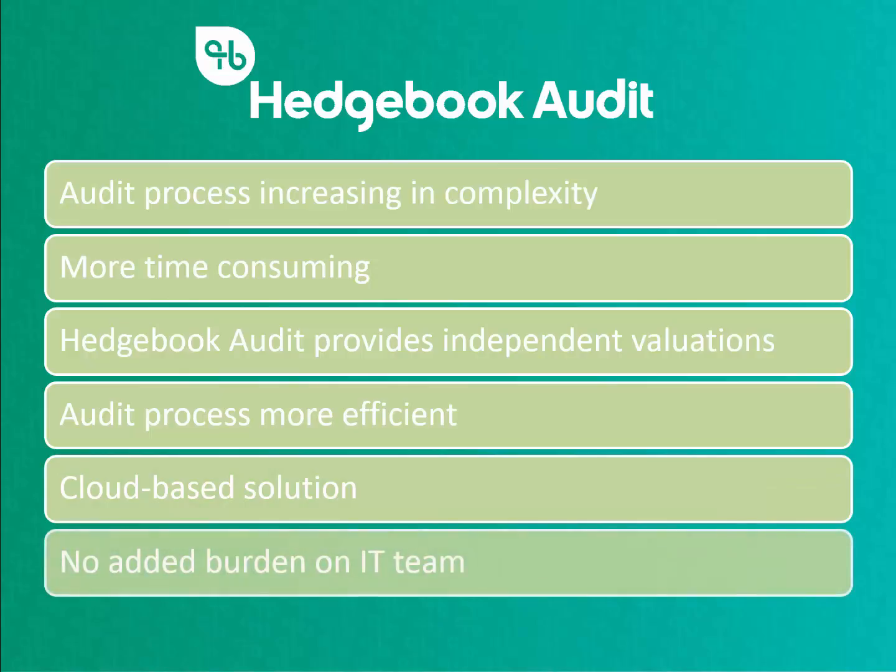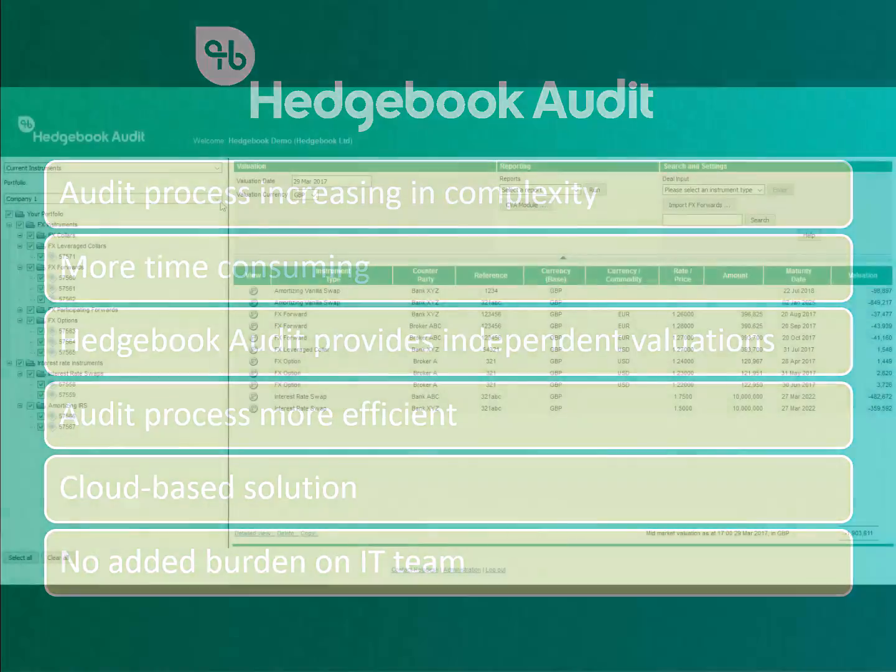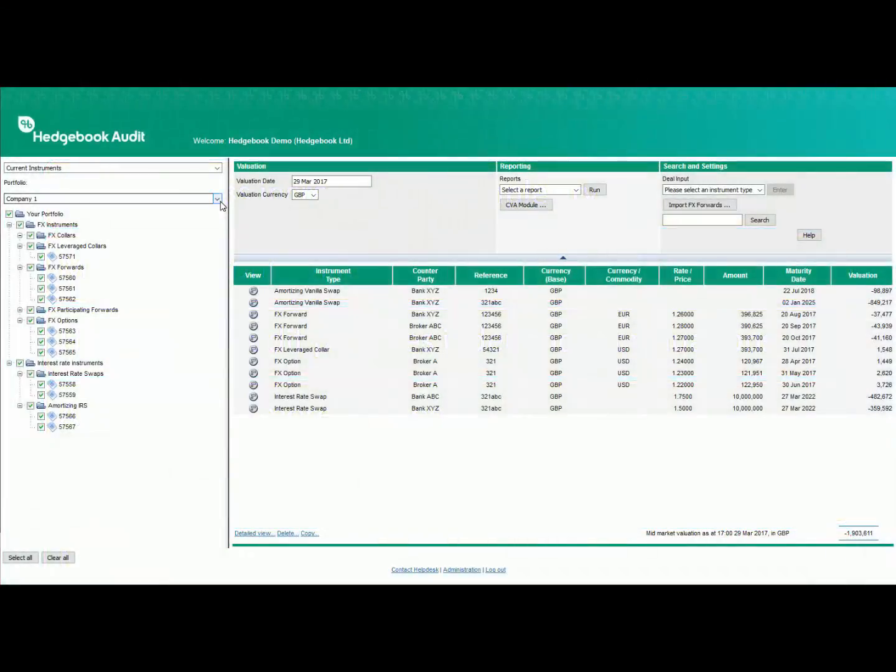There is no need for servers and no added burden on your IT team. To access Hedgebook Audit, all that is required is an internet connection, a username, and a password. When first logging in, the user is taken to the landing page. From here, each auditor can access all the client portfolios they have been permissioned to see.